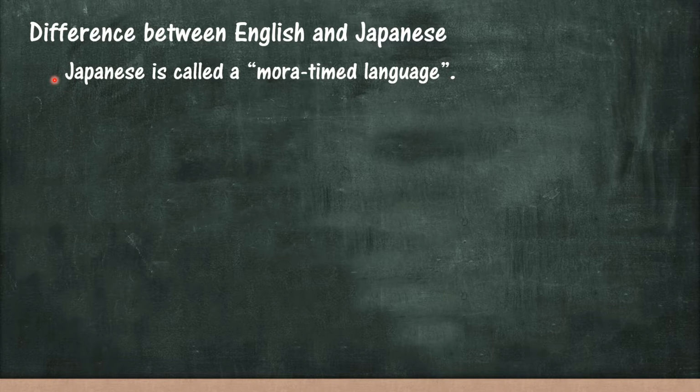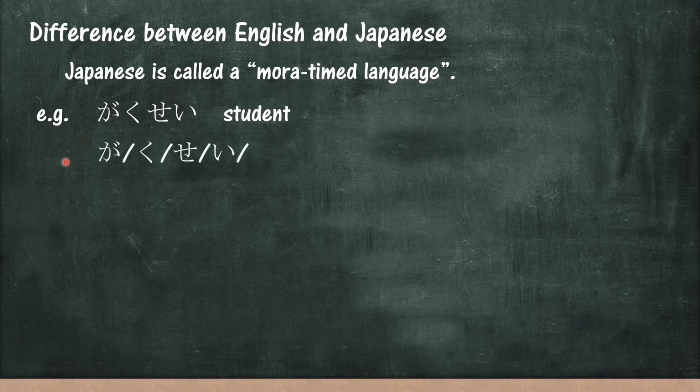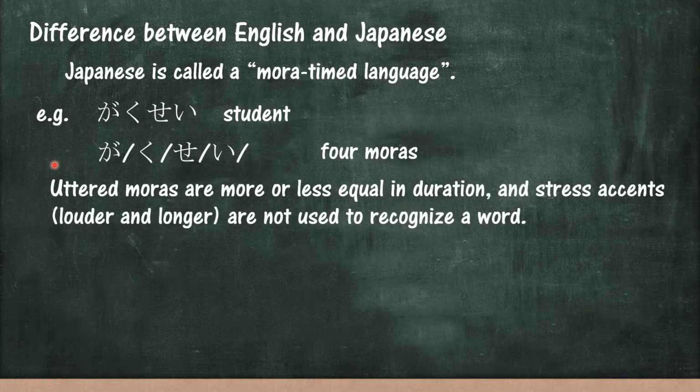Japanese is called a mora timed language. Let's look at an example. 学生, student. If you break it down, it looks like this. 学生, four moras. So all moras are more or less equal in duration, and stress accents are not used to recognize a word. If you want to know more about mora, please refer to another video of mine about it.